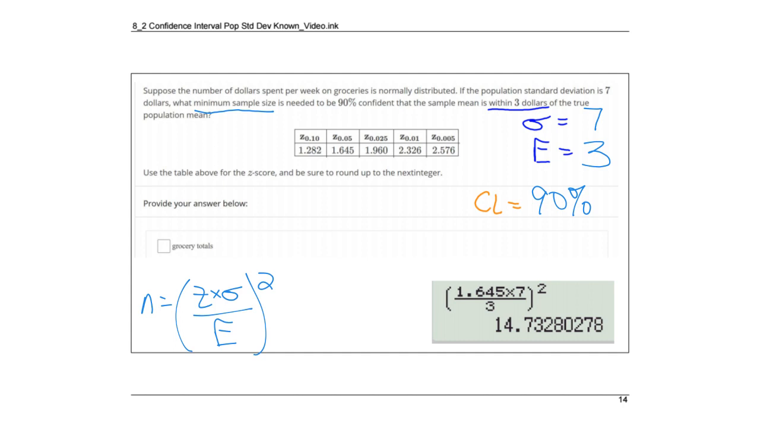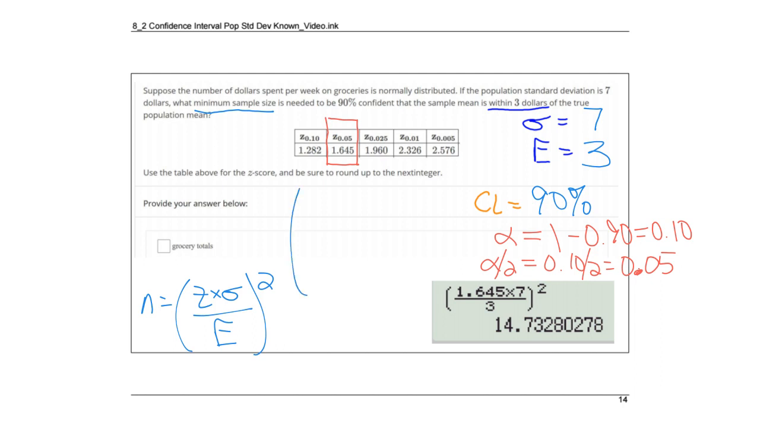So let's go ahead and find our alpha here so that we can find the right z-score. Looks like it's the same as the last problem. You're probably getting used to these, that you can see real quick what's going on. So we had 10% left over. That told us that we're going to have 5% in each tail. So we're going to go ahead and grab z of 0.05.